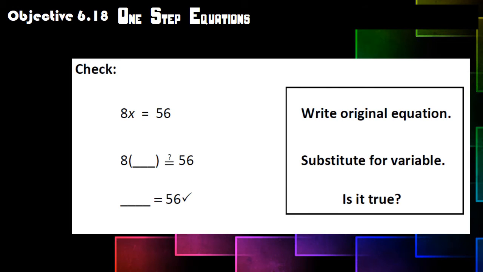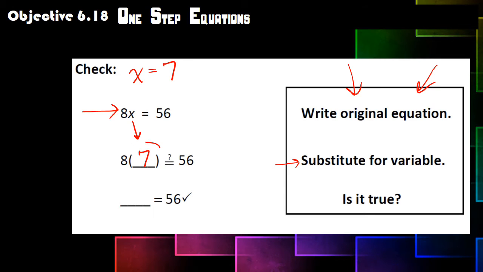And you guessed it, as always, we have to check our work here. In our check, we have x equal to 7. So we're going to write down our original equation. When you do your classwork, we're looking for these steps right here in the box that you need to be able to do. We write down the original equation, and we substitute for the variable. So wherever x is, x now is going to be 7.